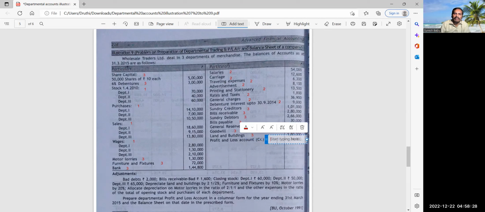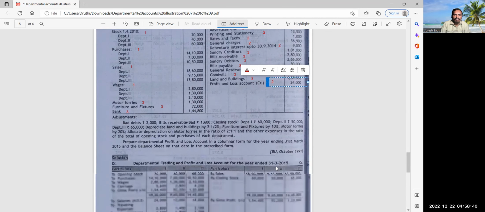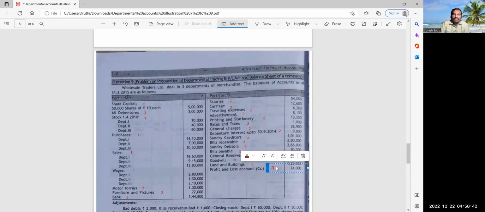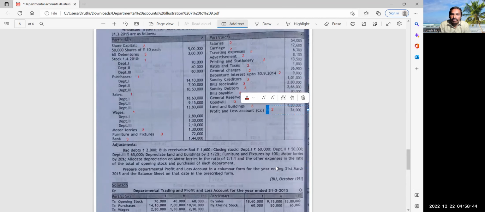So profit and loss account, sorry, what is this? Credit balance is given, so maybe the previous year's profit. Okay, it is to be appearing in 2. So what did I do? I did mark, correct? So when we mark the items like this, then naturally it is easy for us to prepare the trading account, profit and loss account, balance sheet.